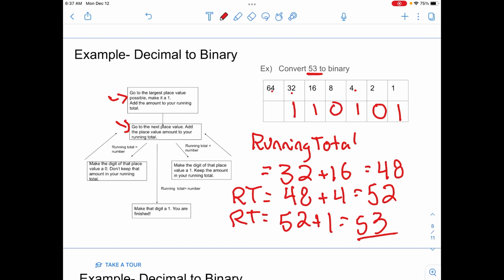So that gives us the number 110101 being 53. And it's kind of interesting that we can make every single decimal number in binary. Just using the place values 1, 2, 4, 8, 16, 32, 64, 128, and so on, we can make every decimal number, which is pretty cool.